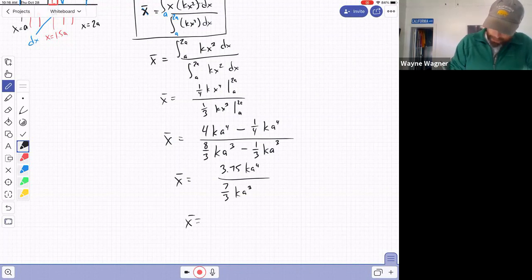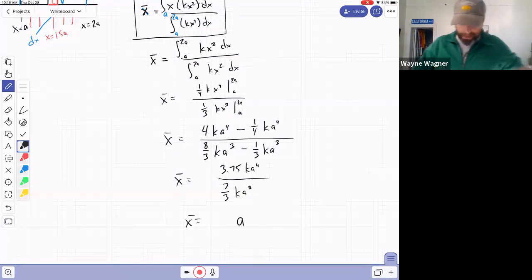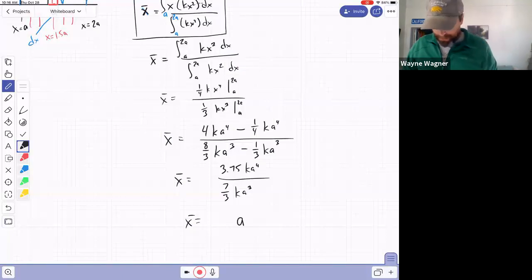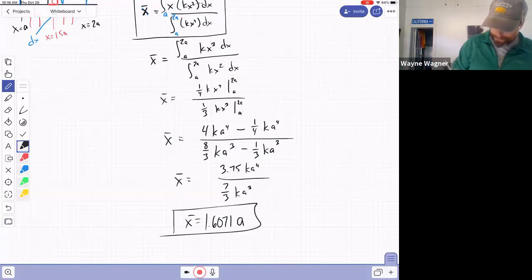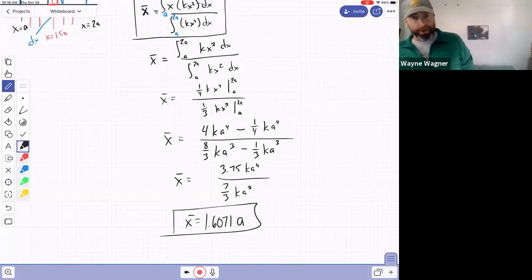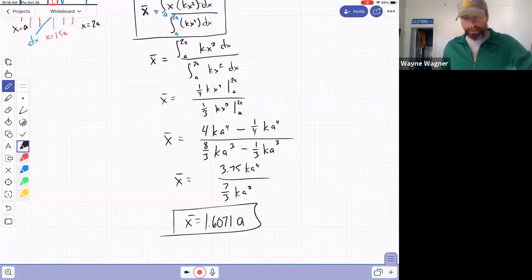Okay, and x bar equals, well, the k's cancel, a lot of those a's cancel. I've got a certain number of a's, so 3.75 times 3 divided by 7. Okay, some ridiculous number, 1.6071. So that's how we would solve that. Assuming that I did it correctly, there could be an error in there somewhere. Okay, math is difficult, right?